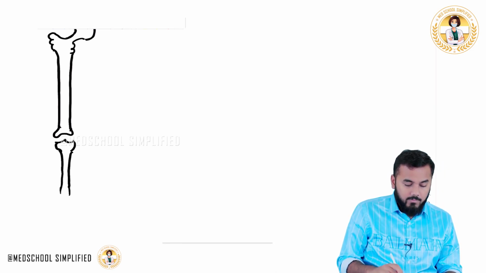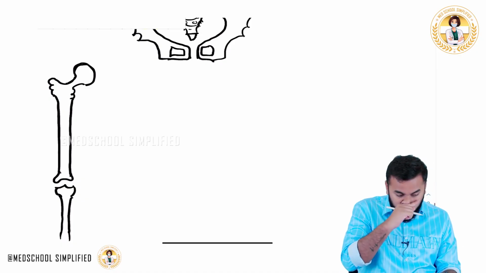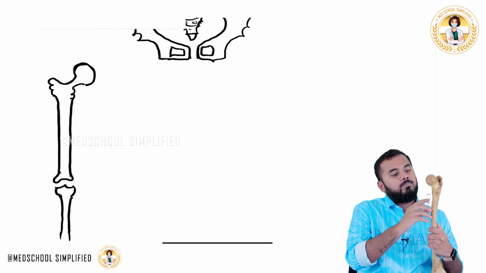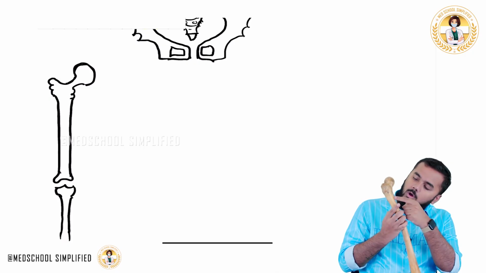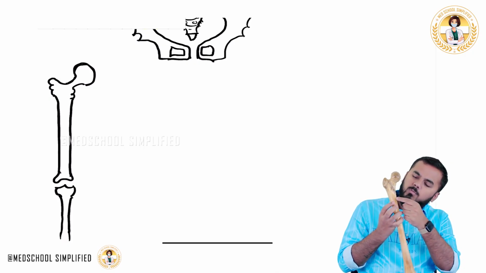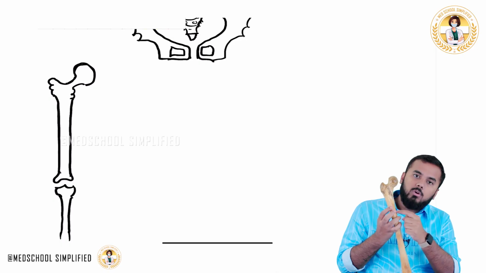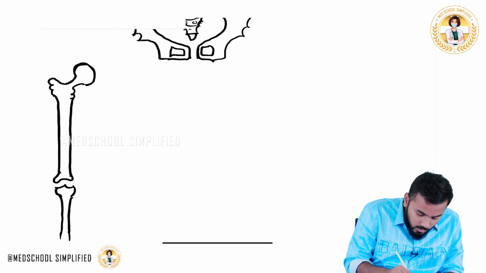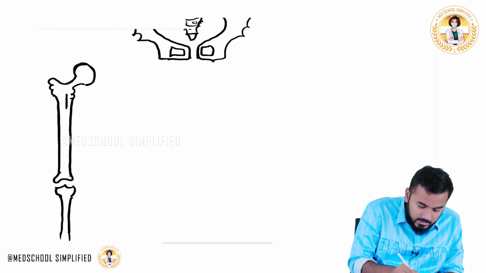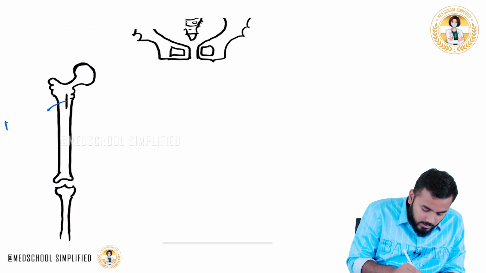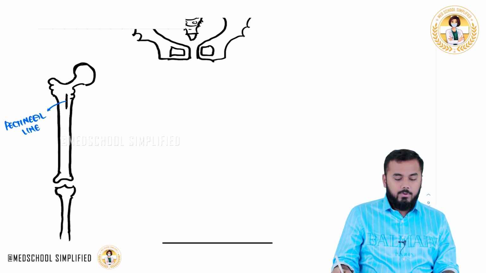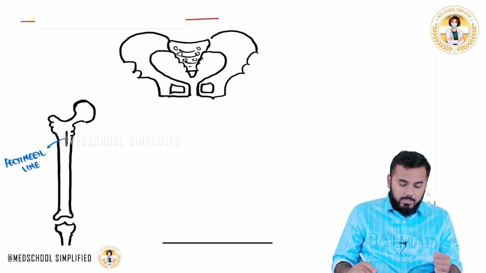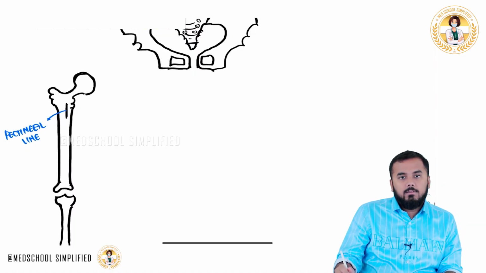Now one very important thing you need to know is that on the surface here, medially, we have a small line which you can't actually see here. There is a small depression or line here. This is called the pectineal line. So what I am trying to tell you is that we have a small line in the center here. This line is called the pectineal line.